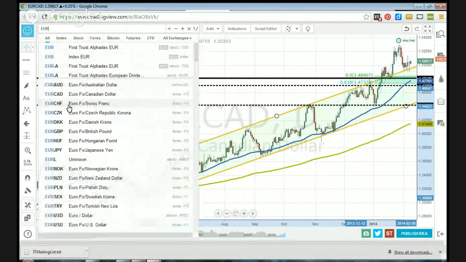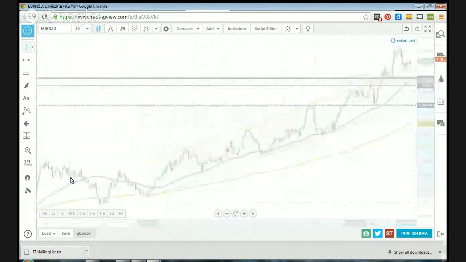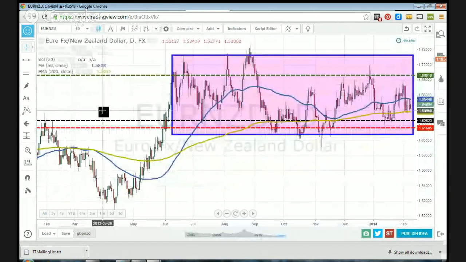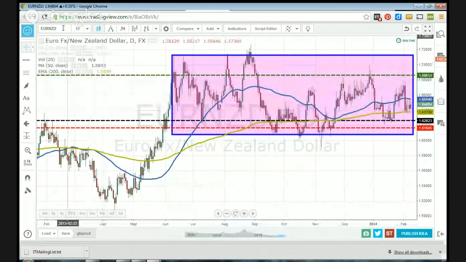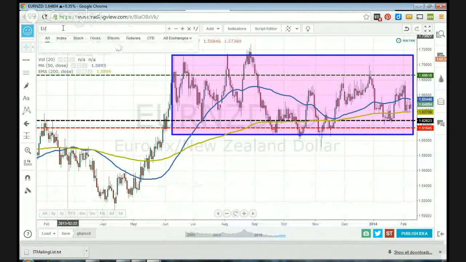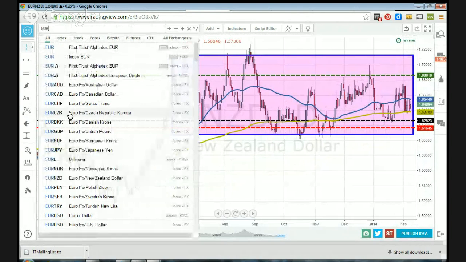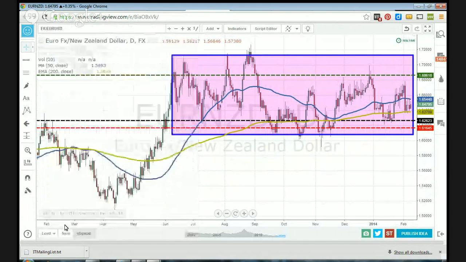That Euro CAD is looking bullish. Euro Pound, we looked at Euro Yen, we looked at Euro New Zealand. Yeah, still in that range. I'd like to see a trending market, so nothing for me there. And Euro US dollar.